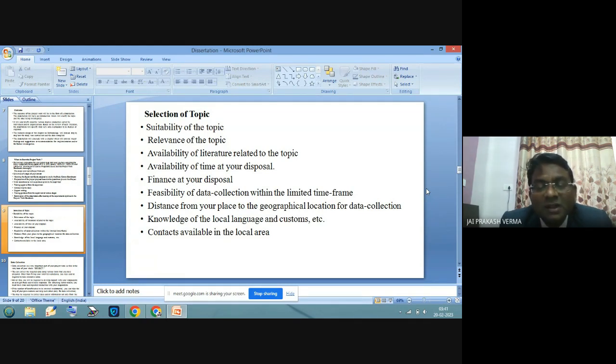Knowledge of the local language and customs is very important, because without the knowledge of the local language and customs, authentic information doesn't come from the community. If you communicate in their own language and you know about their customs, people become informal with you, and the real data, the real realities come. So you must know about the language of the particular region which you have selected for your dissertation. Customs make things very easy. Contacts available in the local area: if you go for a study, you go to the head of the village and contact the people through the head of the village, so it will be very easy.